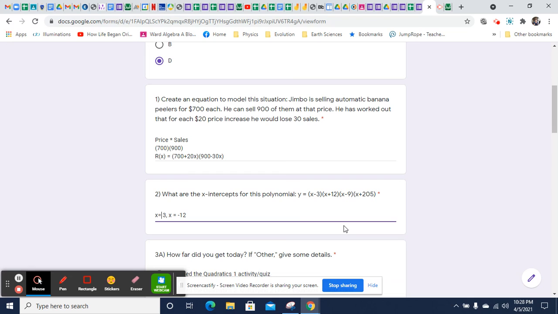Then the next one is x minus 9, and 9 minus 9 would be 0, so x could be 9. And then x plus 205, well, negative 205 plus 205 would be 0, so x could equal negative 205.